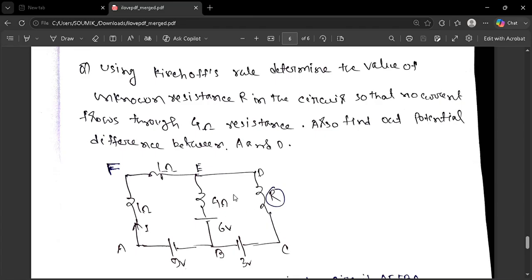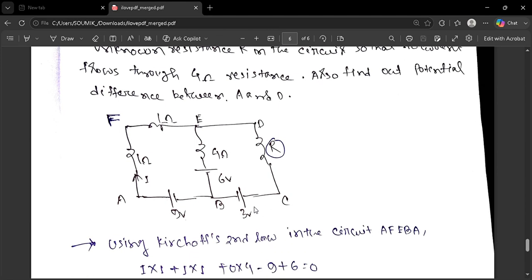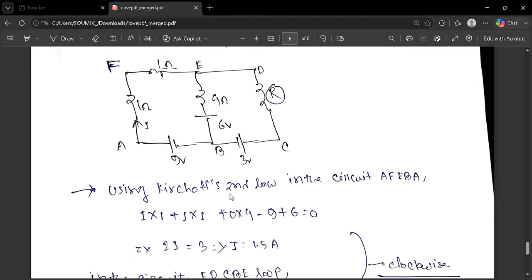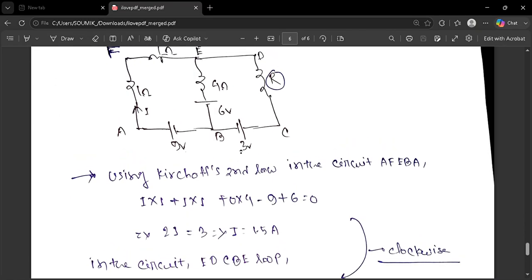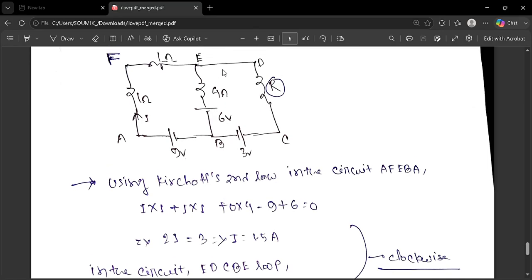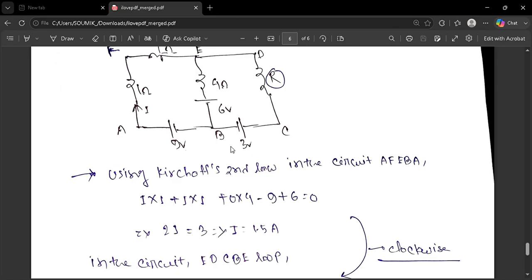We can use Kirchhoff's second law again. Using Kirchhoff's second law, we can find this current and also this resistance R. So using Kirchhoff's second law in the first closed loop, named AFEBA, if we take the current flowing in the clockwise direction, we can find the current I. In the second loop, EDCBE, no current is flowing through this 4 ohm, so we are writing 0 into 4 here.